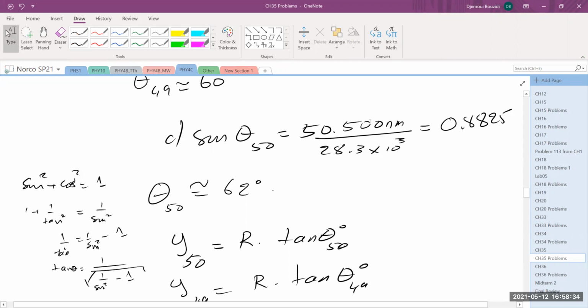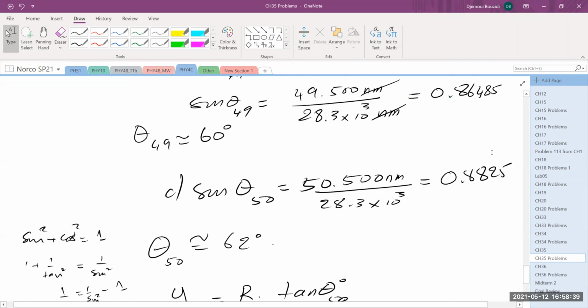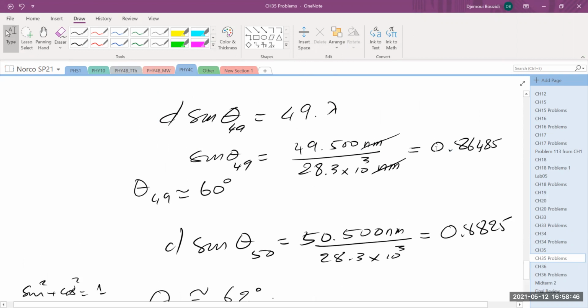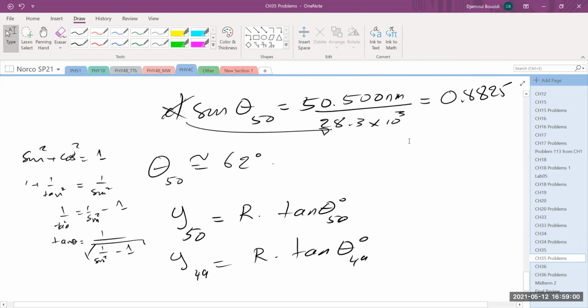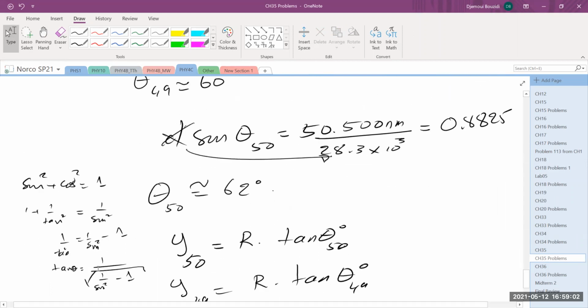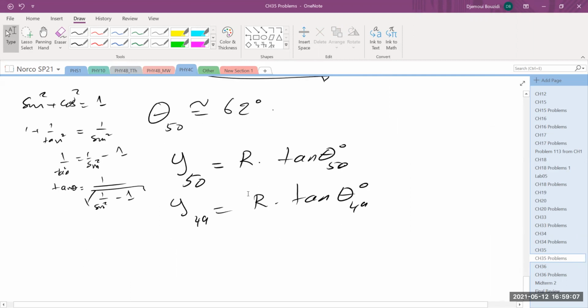And plug in, since I know what the sines are, which are these values actually, sine of theta. Wait a minute. Yeah, this is the sine itself. Okay, I divided already by d in here. So this is sine of 50, and you plug in here. You invert this number and you square it, and you subtract from it 1. And you invert it, or you just use the values that we just found for theta 49 and theta 50.